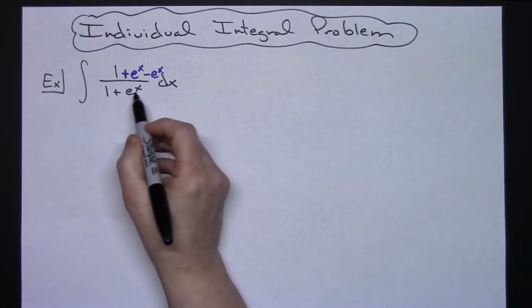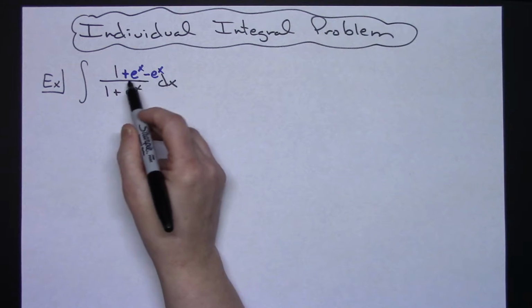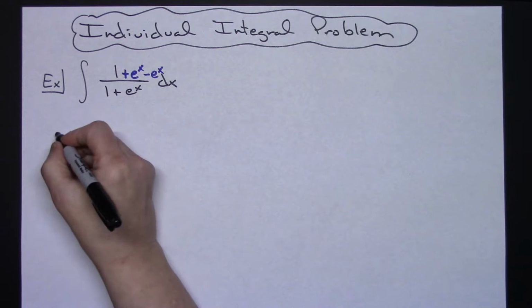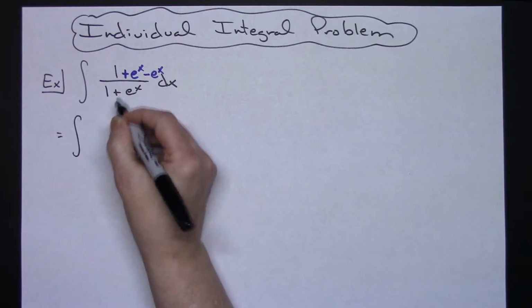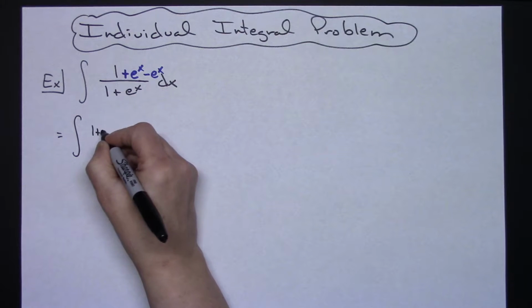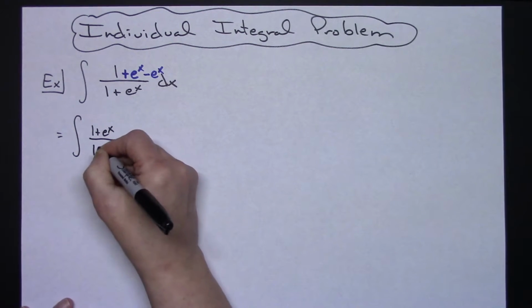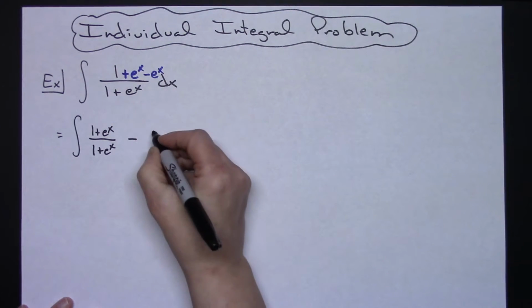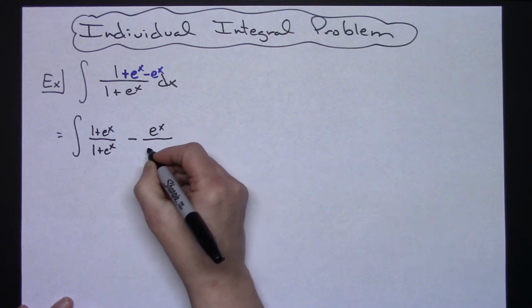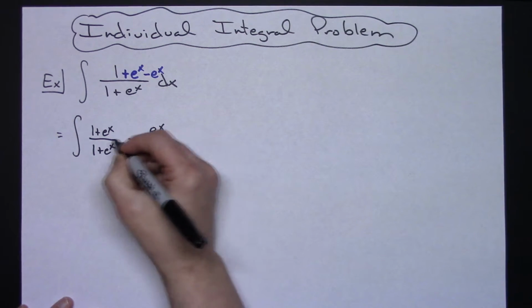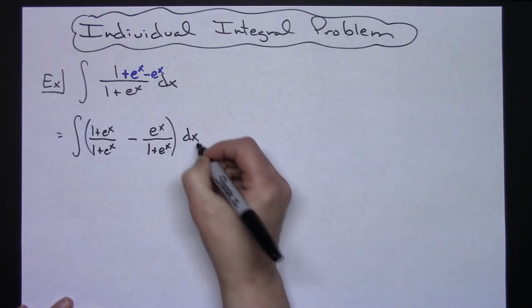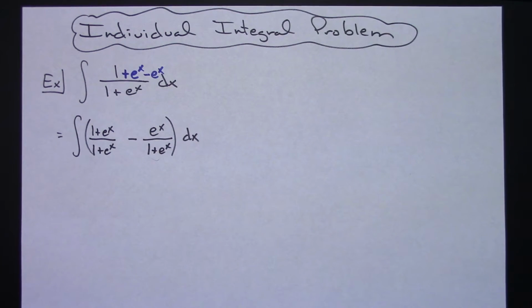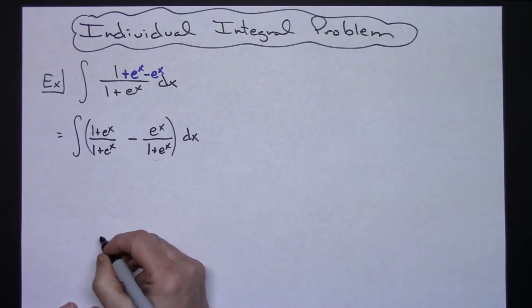Now I'm going to choose how to break this up so that I can have the pieces and parts the way I want them. So I'm going to choose to do 1 plus e to the x over 1 plus e to the x, and then minus, I'm going to make it into a second fraction, e to the x over 1 plus e to the x, dx. Now that is equivalent to that original statement. Again, I've not changed or altered anything.